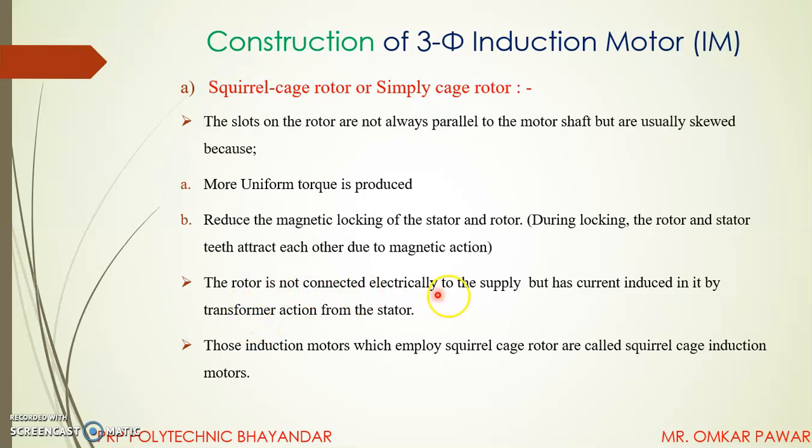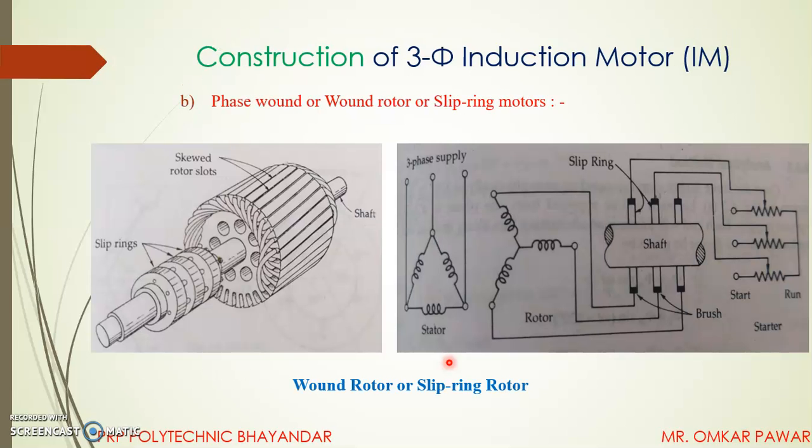The rotor is not connected electrically to the supply but has a current induced in it by transformer action from the stator. Those induction motors which employ squirrel cage rotors are called squirrel cage induction motors. In the next lecture we will study the second type of rotor, that is the phase wound or wound rotor slip ring motor. Thank you.